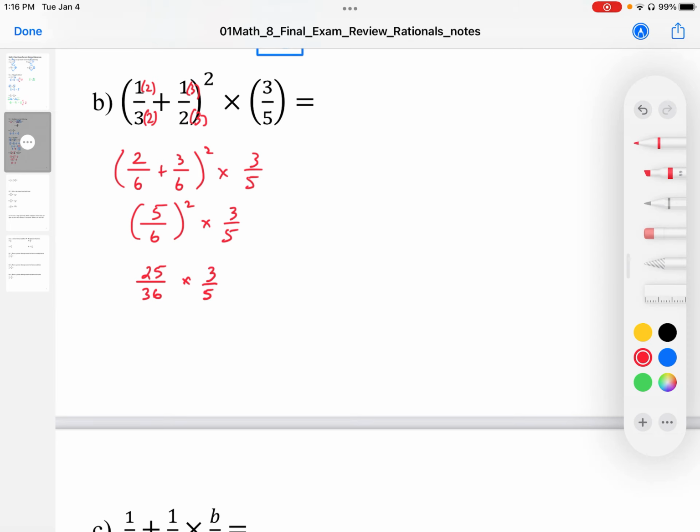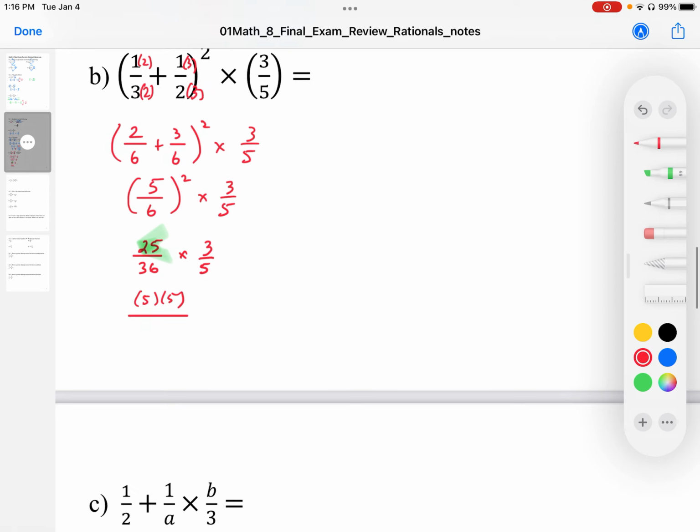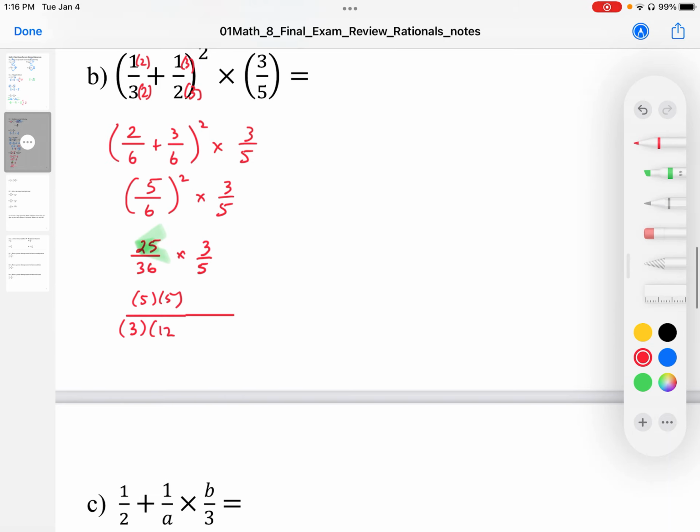So there are some common factors here, so I'm just going to write this as 5 times 5. So just highlighting that 5 times 5 comes from that 25. And in the denominator, I end up with 6 times 6, but I want a common factor of 3, so I'm going to do this as 3 times 12. And again, because this is times, I can think of this just as one big fraction. So that 3 ends up on top, the 5 ends up on bottom.